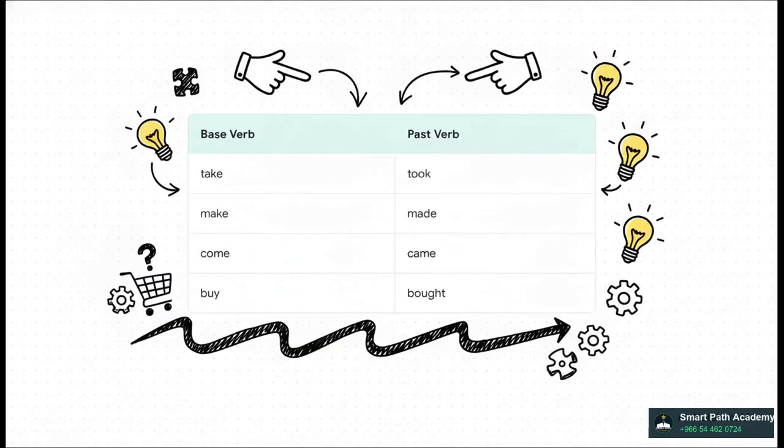Now let's continue reading our second set of verb cards. Pay really close attention to the transformations here. The base verb take changes to took. Make changes just one letter to become made. Come changes to came. And the verb buy changes quite a lot, actually. It becomes bought. Treat these past forms as brand new vocabulary.